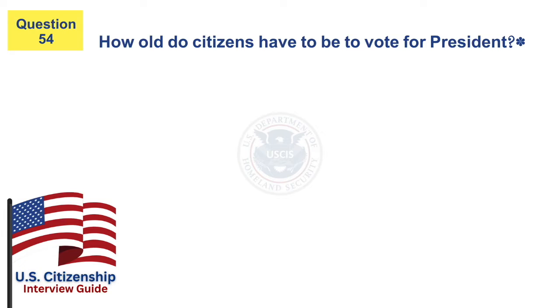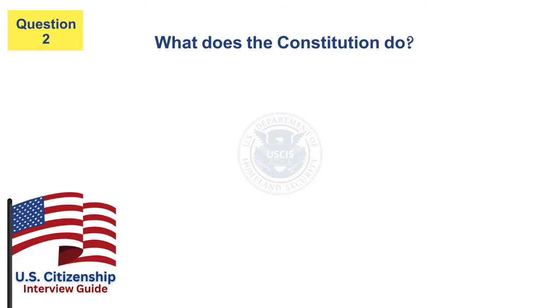How old do citizens have to be to vote for president? 18 and older. What does the Constitution do? Sets up the government.